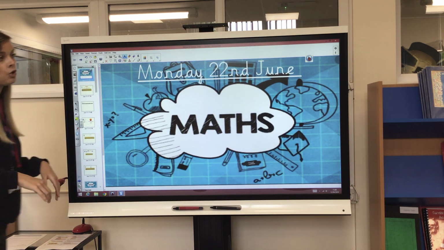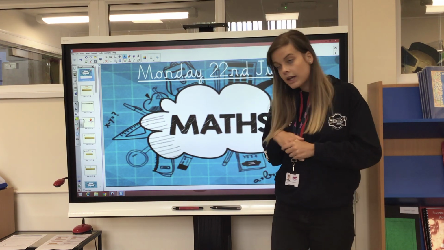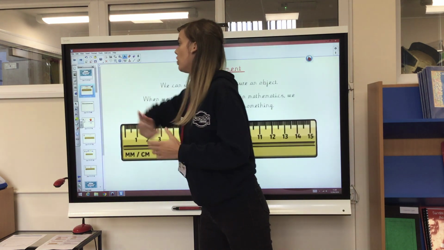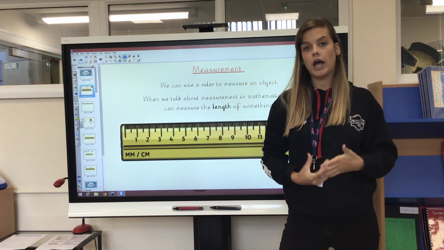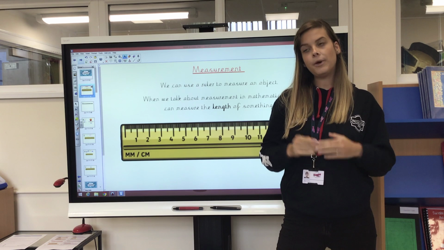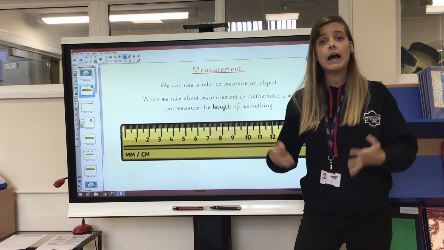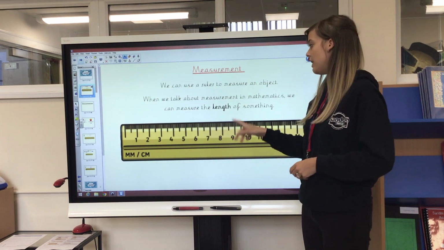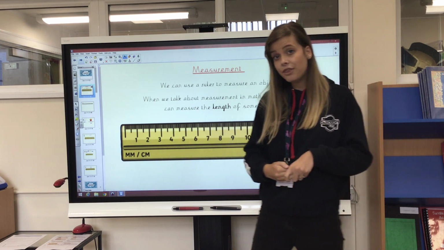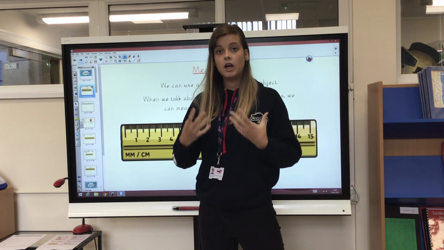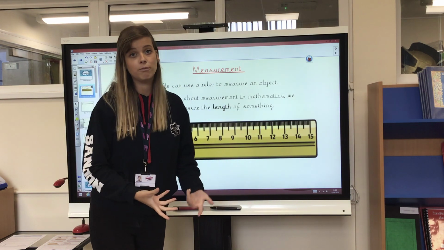Now if you've already had a look at your pack, you would have noticed we're doing measurement this week. More specifically though, we are going to look at length. Now, length means how long an object is. But in order to measure the length of an object, we need something to do that. And that something can be a ruler. So we can use a ruler to measure the length, how long an object is. We want to know how long that object is, the length of that object.